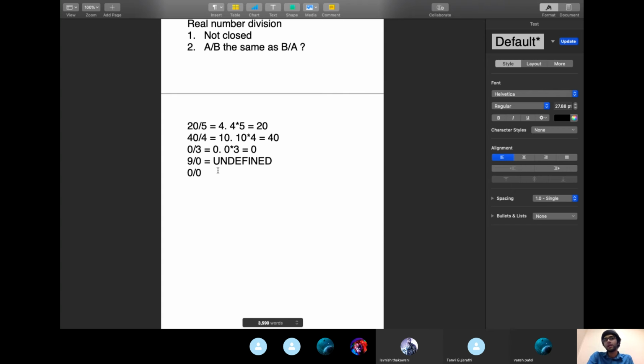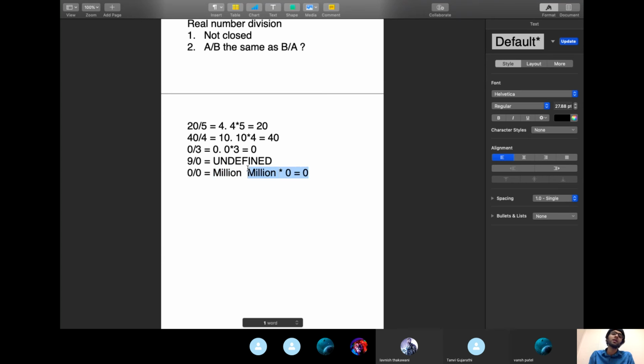It could be 3 because 3 multiplied by 0 is also 0. It could even be 1,000,000. This answer can also be 1,000,000 because I'm saying each person is getting 1,000,000 chocolates, and then there is no person there, so the total is 0. But it doesn't make sense, right? This could be 3, this could be 4, this could be 10, this could be 1,000,000.